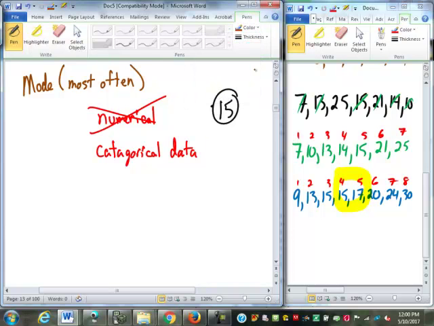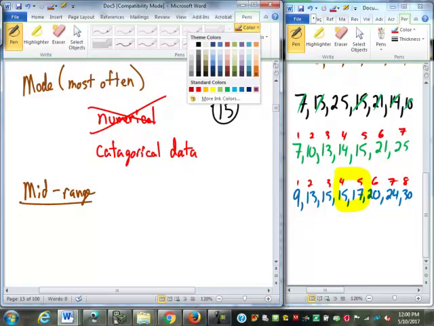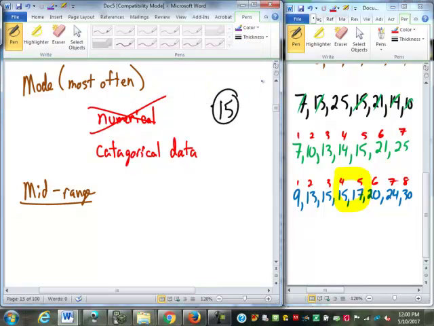Another measure of center is something called the mid-range. The mid-range is pretty simple. It's very quick, and for a good set of data, it'll be relatively accurate. The mid-range is found by taking the minimum, which is the smallest number, and averaging it with the maximum, which is the largest number. So it's the minimum plus the maximum divided by 2.